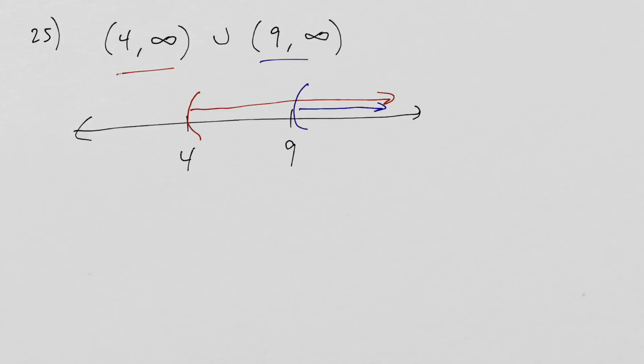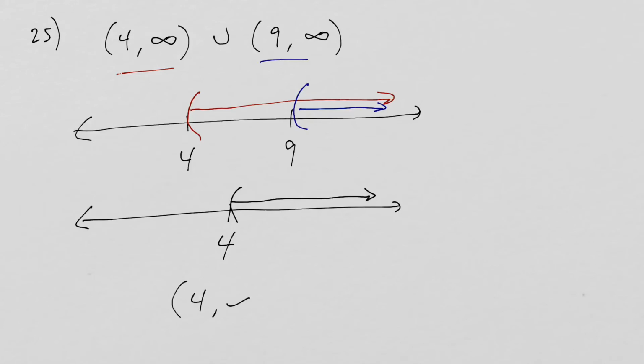This is a union, so I want to include anything that includes a line from either one. And so if I clean this graph up, I would only include the 4. And it would look like this, because I need something that has a line from either one. So in interval notation, this is 4 to infinity.